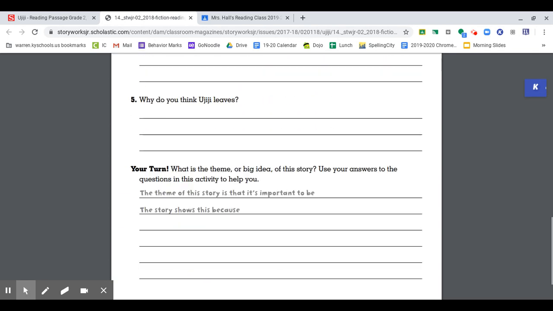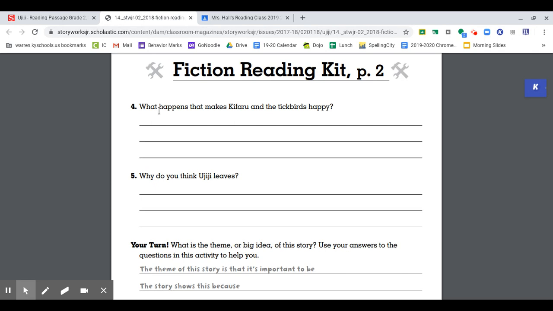Number 4, what happens that makes Kafaru and the tick birds happy? So you're going to be looking for this one near the end of the story. What does Kafaru do, and how does he act, and what does he decide near the end of the story that makes everybody happy?